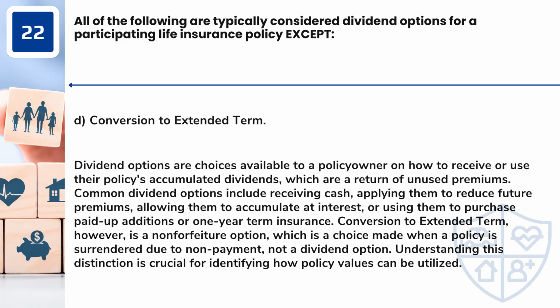Answer: D. Conversion to extended term. Dividend options are choices available to a policy owner on how to receive or use their policy's accumulated dividends, which are a return of unused premiums. Common dividend options include receiving cash, applying them to reduce future premiums, allowing them to accumulate at interest, or using them to purchase paid-up additions or one-year term insurance.